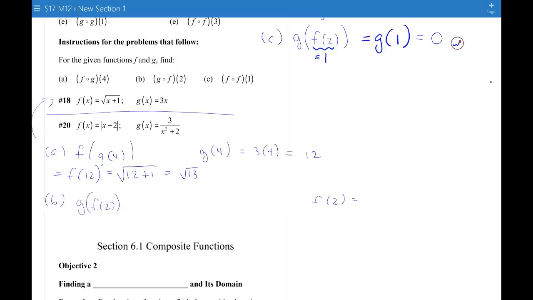Okay, so now we're still on problem number 18, B, g of f of 2. So we're going to do f of 2, which says put 2 into the f function where the x is, and you're going to get the square root of 3. So we come back over in here and say that means I want g of square root of 3. Well, here's the g function. So that says I want 3 times the square root of 3.